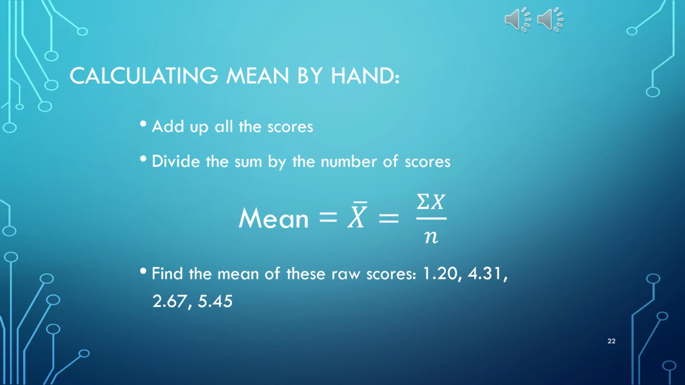All right, let's get a little practice. Find the mean of these raw scores: 1.20, 4.31, 2.67, and 5.45. So in order to find the answer, you add up each of those four scores, divide by 4, and you should get 3.4075. But remember, in this class, we're going to round basically everything except for p-values. We're going to round everything to 2 decimal places. So that would be 3.41.